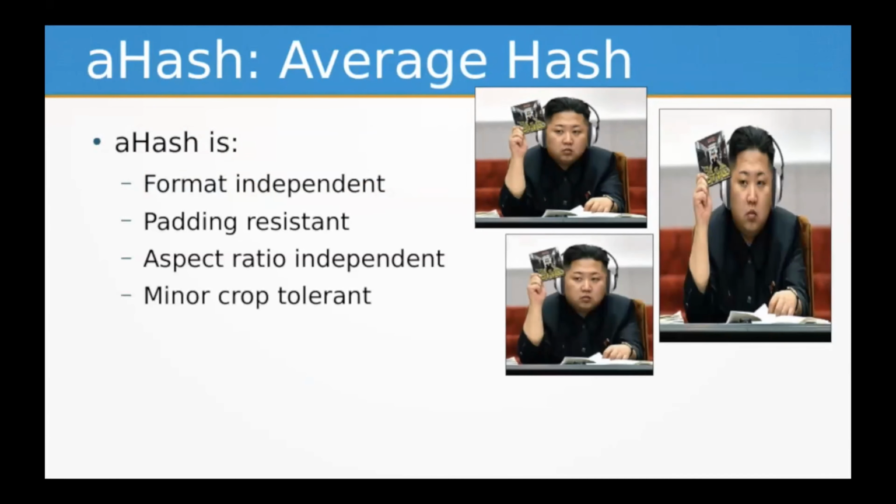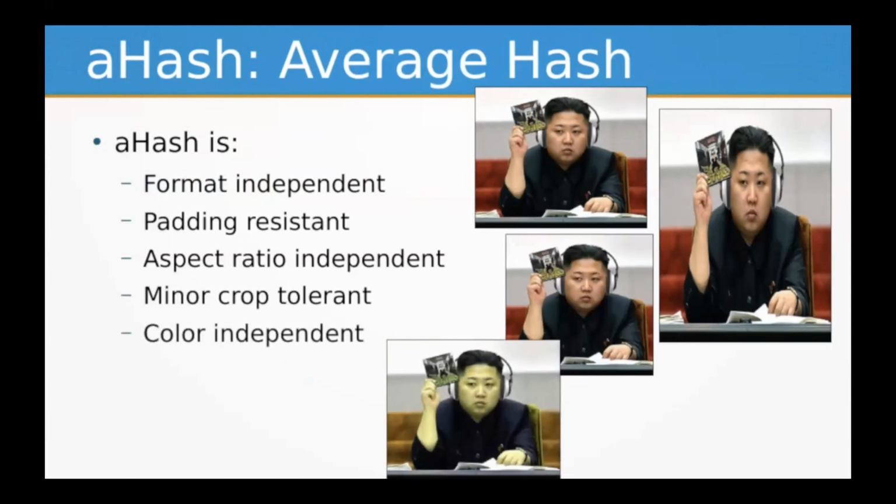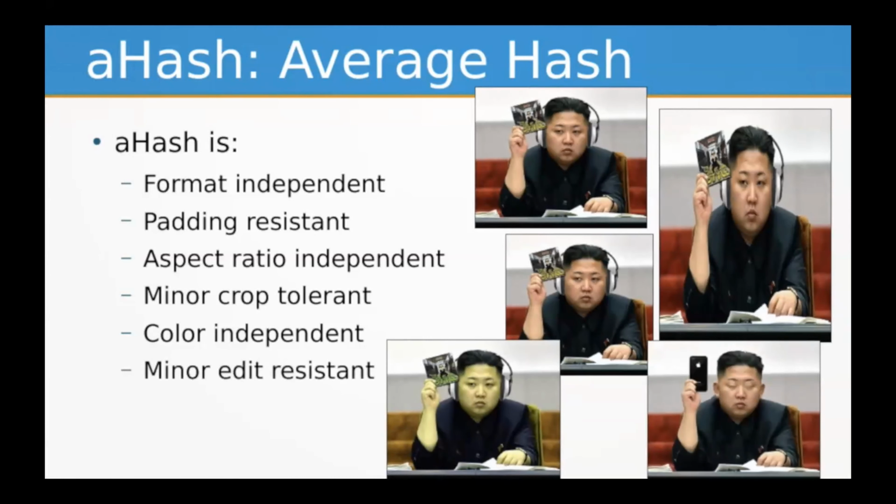Because aHash crushes the image down to 8 by 8 pixels and focuses on the average grayscale intensity, you can crop as much as 1/16 of the image from any edge without significantly changing the hash value. Similarly, recoloring the picture a little may change a few bits in the hash, but most of the aHash value will remain the same. And small edits won't make large changes to the aHash value. This makes aHash resistant to minor edits.